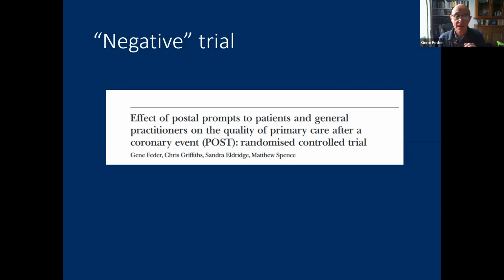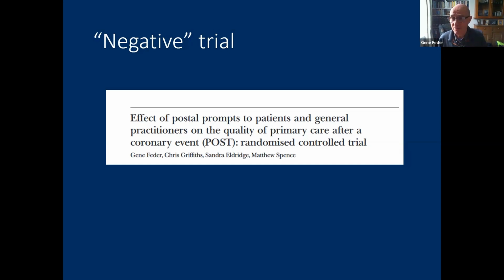Anyway, it was a trial that didn't actually work. In other words, I think we had better recording of cholesterol, but we didn't see any change in the prescribing of statins. And there were a couple of other, well, two primary outcomes, and we achieved neither of them. There's a bit of evidence that there had been more consultations which dealt with secondary prevention, but no actual improvement in secondary prevention.